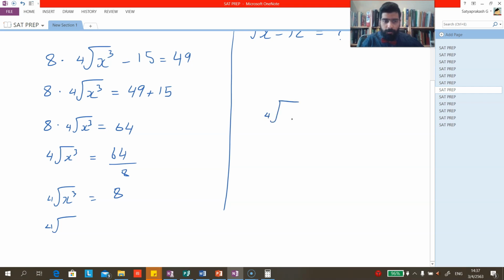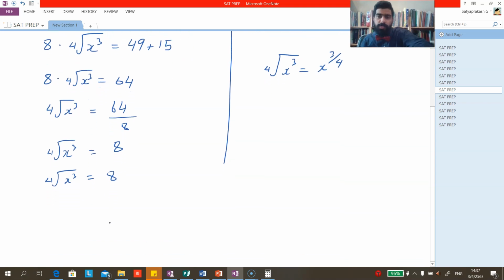So we have 4th root of x to the power of 3. This we can write it as x to the power of 3 over 4, right guys? So we're going to write it as a fractional exponent. So what we have here, 4th root of x to the power of 3 is equal to 8. We are going to write it as a fractional exponent. So we would have x to the power of 3 over 4 is equal to 8. Now, of course, we are not solving for x to the power of 3 over 4. We are solving for x.